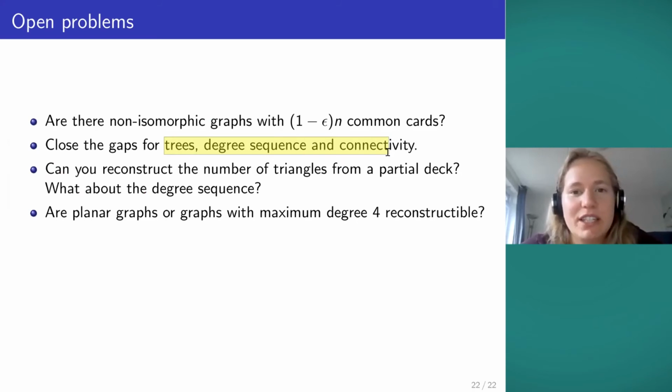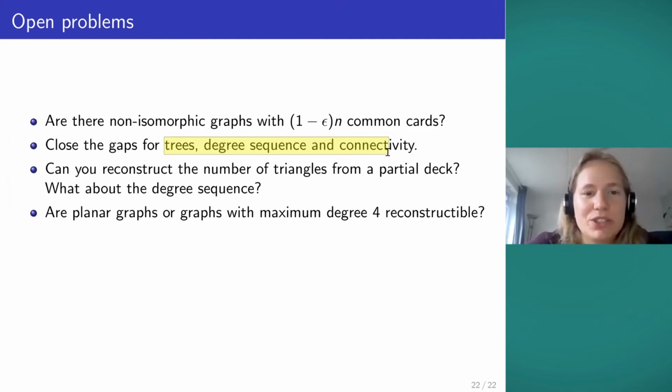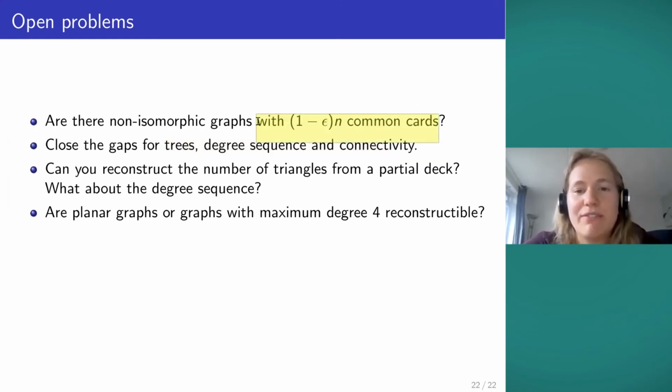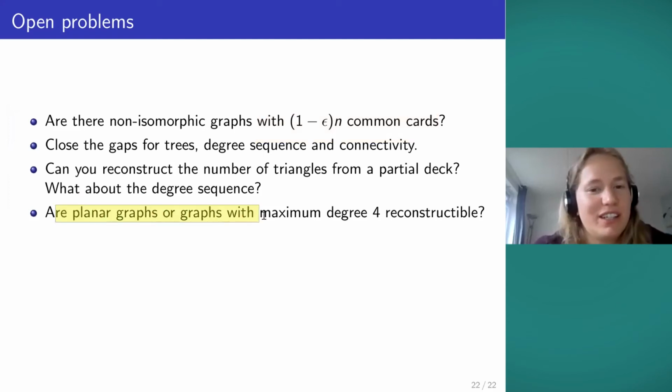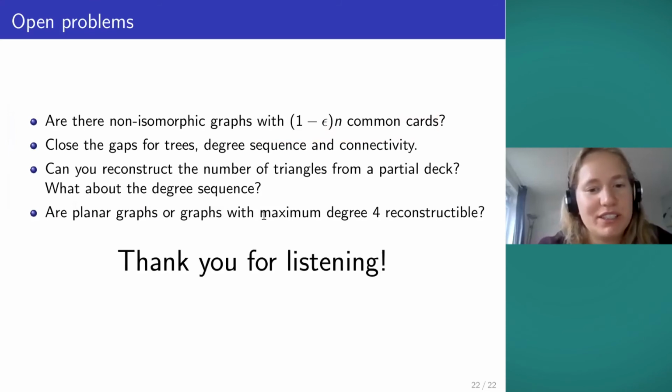And another, which I think is quite an interesting question, is whether you can get an analog of Nýdl's result in this setup. So can you get graphs which have a lot of subgraphs of size n-1 in common, but which are not isomorphic? And two final questions, which I think are quite interesting, is can we reconstruct in general, just from big cards and big decks, the class of planar graphs or the graphs of maximum degree 4 or 3? But yeah, these are probably quite hard questions, but it's somewhat interesting that these still remain open. Yeah, so thank you very much for your attention.